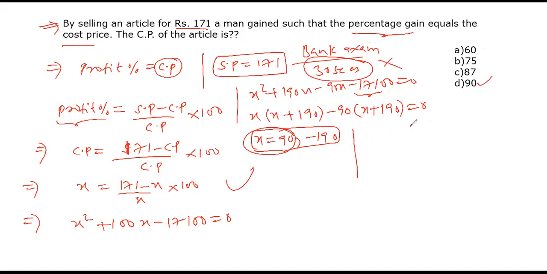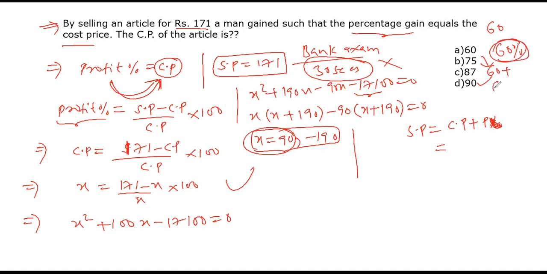We know that SP is nothing but, what is SP? CP plus profit, right? But it is given that profit percentage is equal to CP. Now, what is profit? Profit percentage is equal to CP, right? That means, for example, if CP is 60, profit percentage is 60%. That means I have to add 60 percent of 60 to 60 itself, because CP is 60 and the profit is 60%.